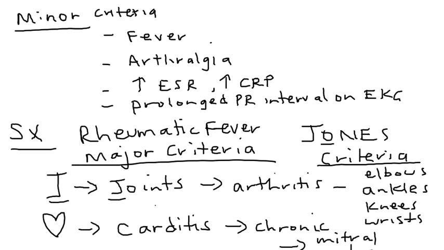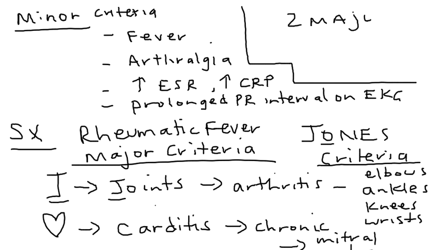So why break this up into minor and major? What's the deal here? Well, to diagnose rheumatic fever, you need to have 2 major. If you have 2 major, then you've got a diagnosis. Or 1 major plus 2 minor criteria. And of course, you have to have that group A strep infection as the etiology.